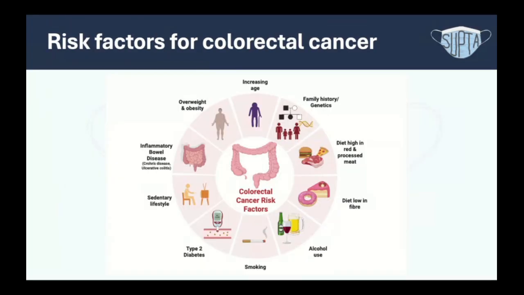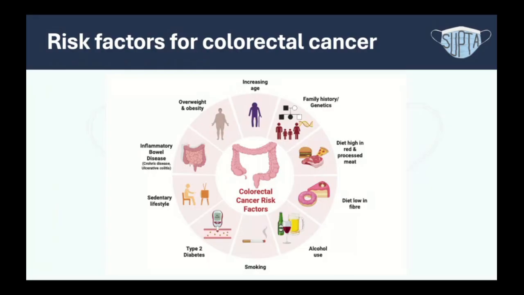So moving on, I want to talk about some risk factors for colorectal cancer. Starting with some non-modifiable risk factors such as increasing age, often after the age of 50. Family history and genetics are also important, especially if a first-degree relative has colorectal cancer. Modifiable risk factors include diets high in red and processed meat and a diet low in fiber intake.